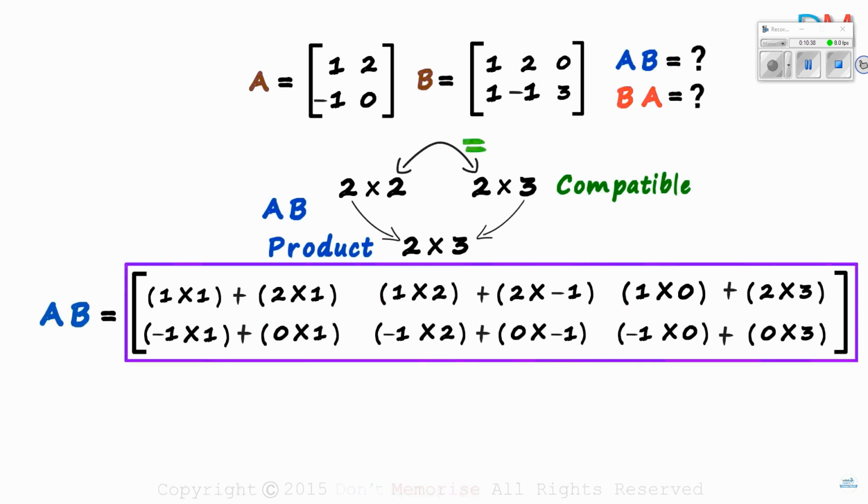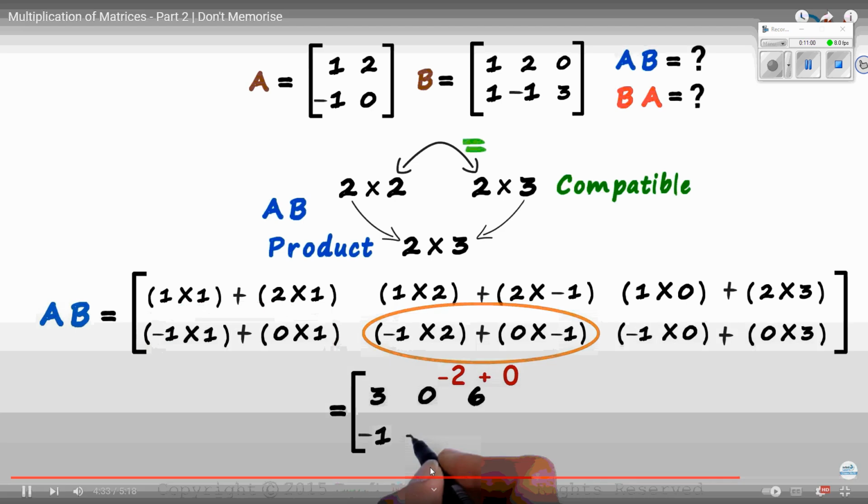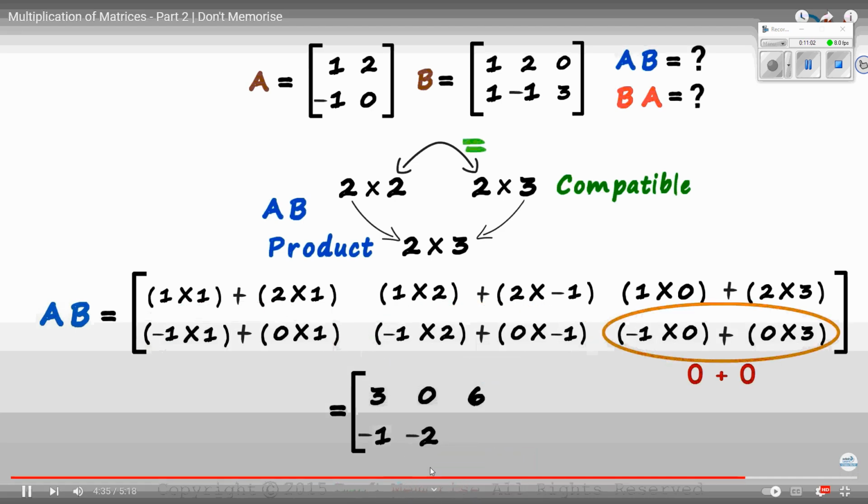This was the part we had to understand well. The rest is just plain simple calculation. Let's see what we get as the product. This will be 1 plus 2, 3. 2 plus minus 2 will be 0. 0 plus 6 will equal 6. Minus 1 plus 0 will equal minus 1. Minus 2 plus 0 will equal minus 2. And 0 plus 0 will equal 0.